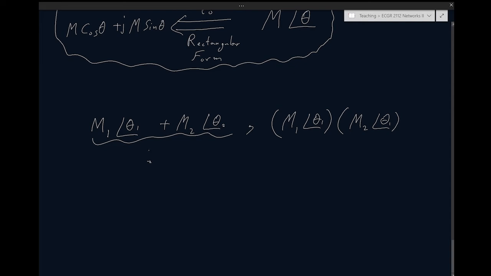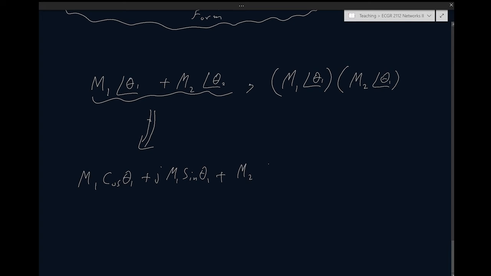To do addition, I need to transform both of those numbers into the rectangular representation, and we already know how to do that. So this is m1 cosine theta 1 plus j m1 sine theta 1, and then the second number comes in, m2 cosine theta 2 plus j m2 sine theta 2.